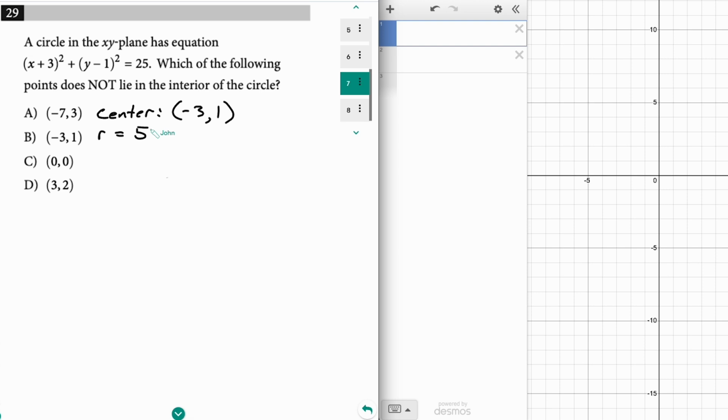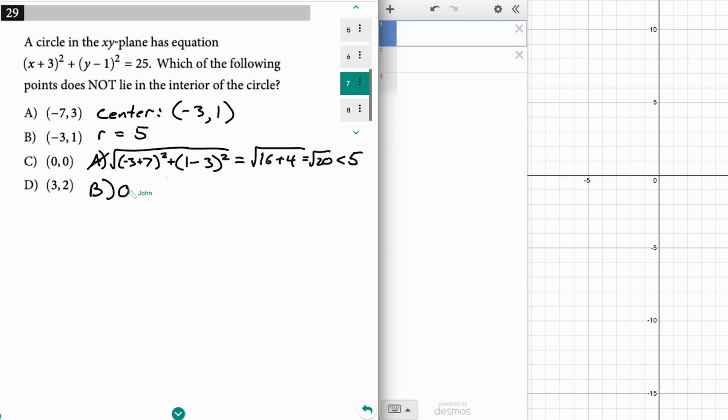Now, we can use the distance formula to figure out which of the answer choices is more than 5 units from -3, 1. And so with A, we have root 16 plus 4, which is root 20, so that's less than 5. B is the center, so that's out. C is square root of 9 plus 1 away from the center, which is also less than 5. And then we're left with D. The distance between -3 and 3 is 6 in the x direction alone, so that has to be it.